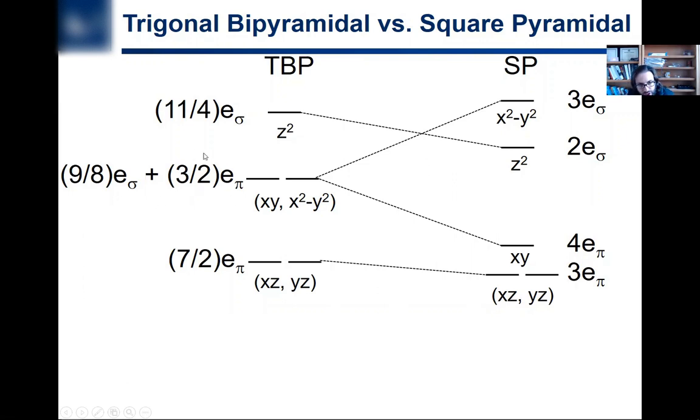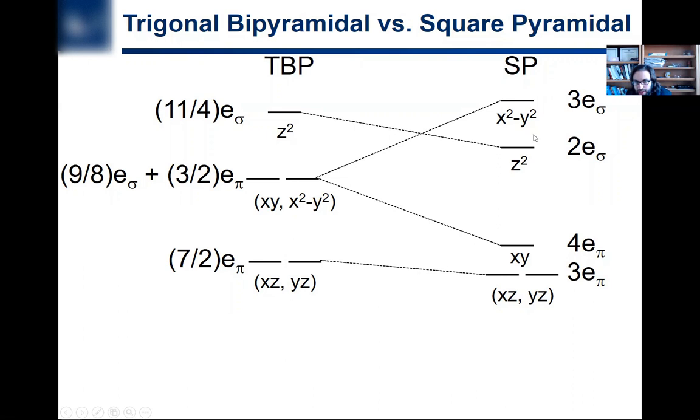Yes, you have this 3/2 e pi, but because you have more than 1 e sigma total between the dz squared and the 9/8 e sigma, the dz squared is definitely going to be higher in energy than the xy and the x squared minus y squared, which are degenerate. And then you have the 7/2 e pi for xz and yz, those are degenerate. So this doesn't have any e sigma, so it's on the bottom.